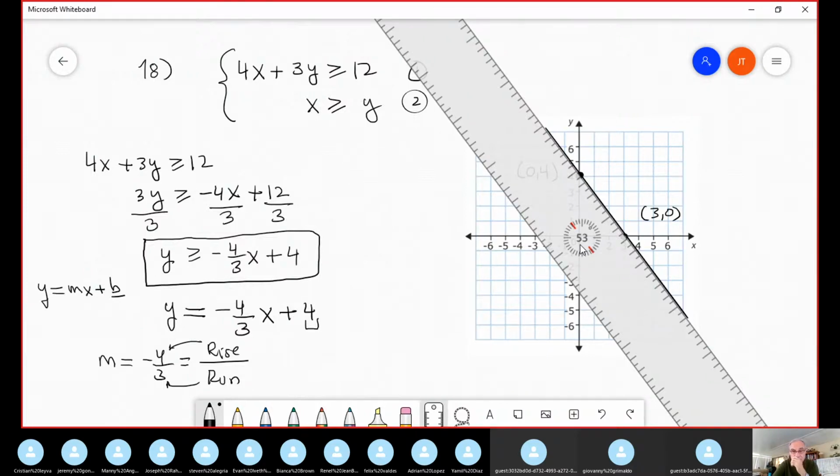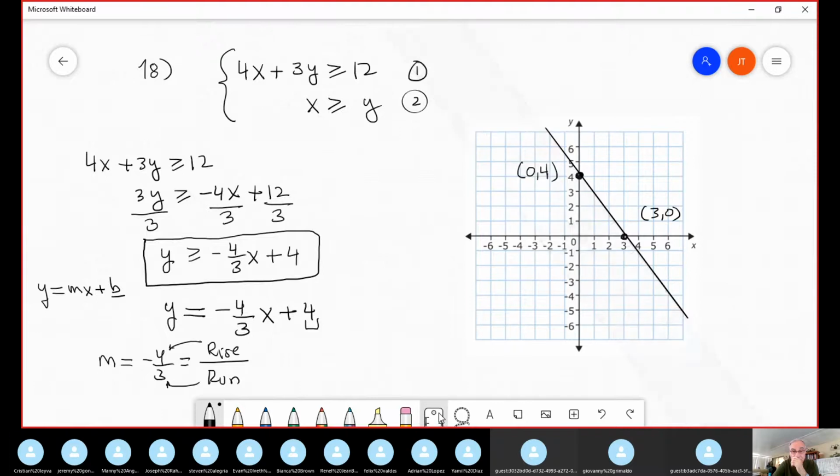Okay, so I did that part. Now I need to shade, maybe using blue color. What part do I shade, below or above the line? Below the line. Why? Because it's -3. You're going down, the rise is negative. Not up. No?